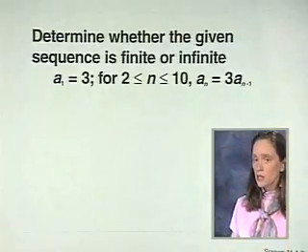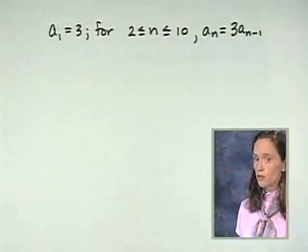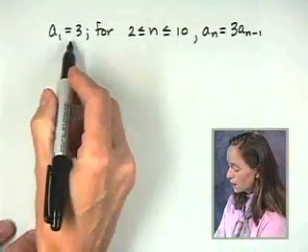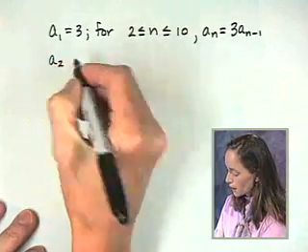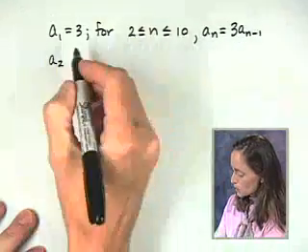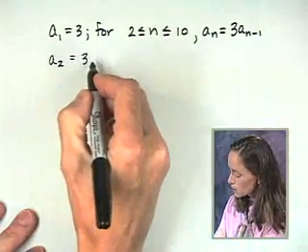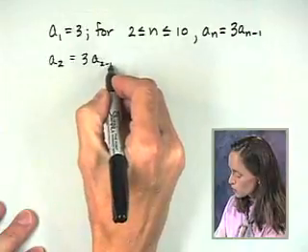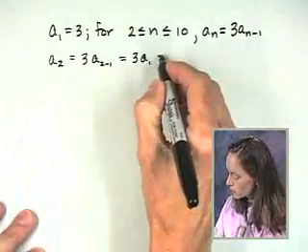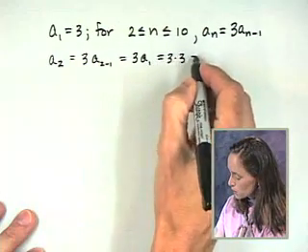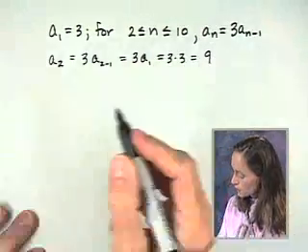Well, let's start listing out some terms to determine whether this is finite or infinite. I know the first term. The first number I should choose for n is 2. And using this formula, I see that a sub 2 is 3 times a sub 2 minus 1, which is 3 times a sub 1, which is 3 times 3. Remember, a sub 1 was given, which is 3.